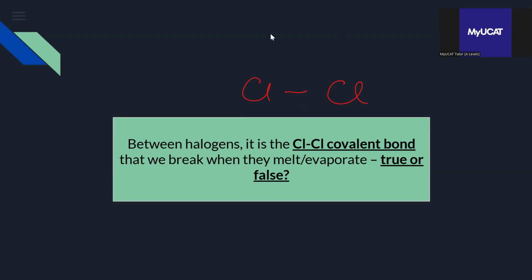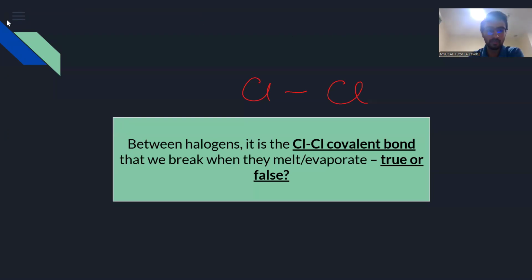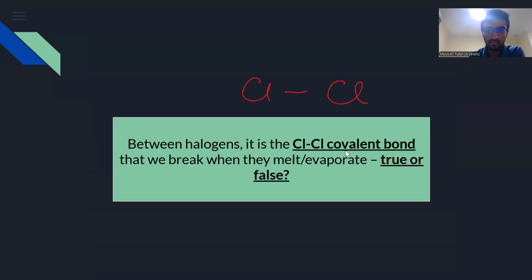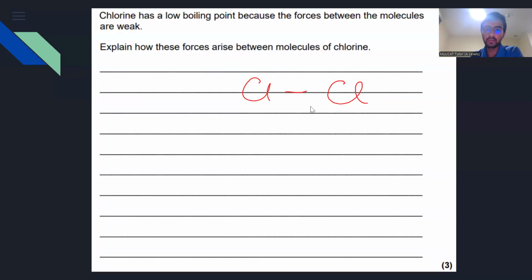So for the next question, let's think about what these London forces might be and what they might look like. Where might they come from? How might they be structured? Let me move on to the relevant question. Chlorine has a low boiling point because the forces between the molecules are weak. Explain how these forces arise between molecules of chlorine.